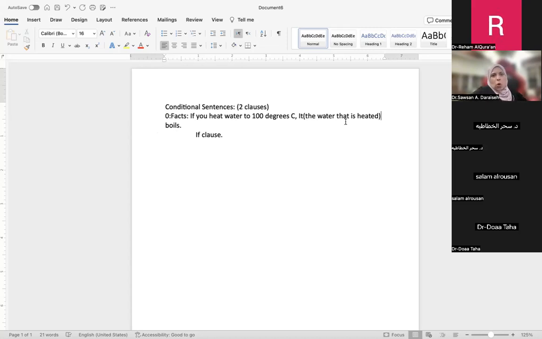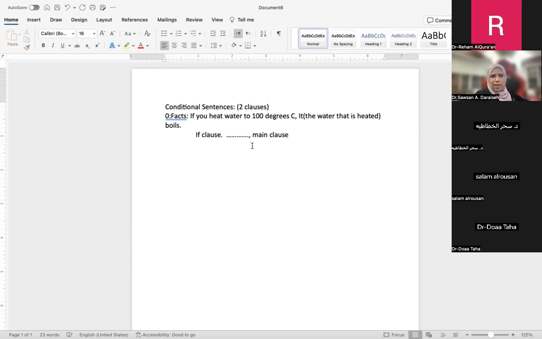Yes, it's independent. Of course, it's a clause, because the whole thing is a conditional clause. It has two clauses, the if clause, and the second clause is called the what? What do we call the second clause? Independent. Yeah, we call it independent clause and we call it main clause.